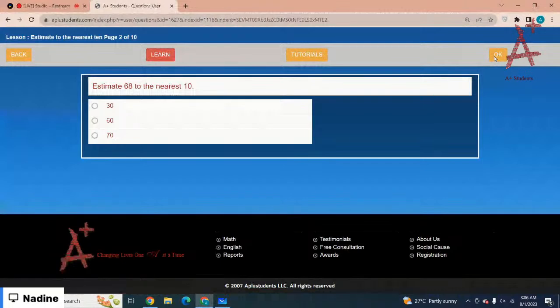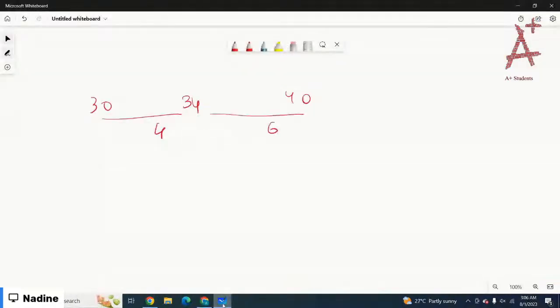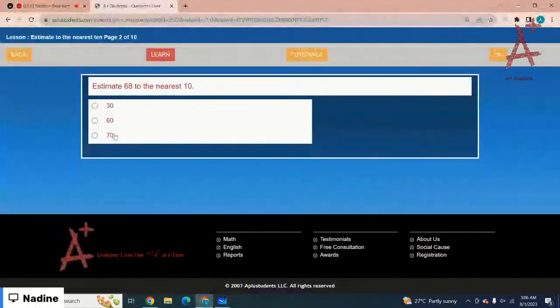Okay, estimate 68 to the nearest 10. So, which is the correct option? 68 is between 60 and 70. From 60, it is 8 numbers away, and from 70, just 2 numbers away. So, you can estimate 68 to 70. So the correct option is 70 because 68 is just two numbers away from 70.